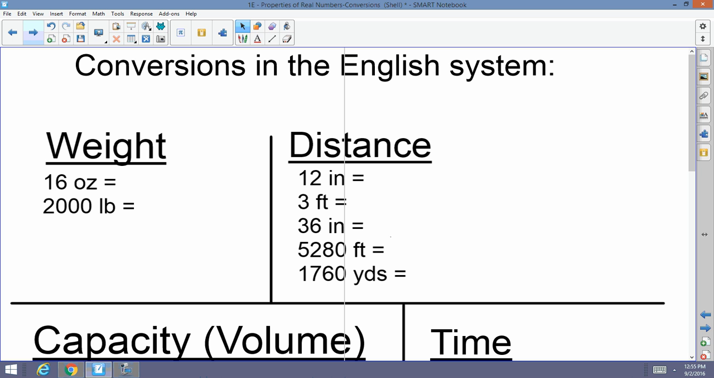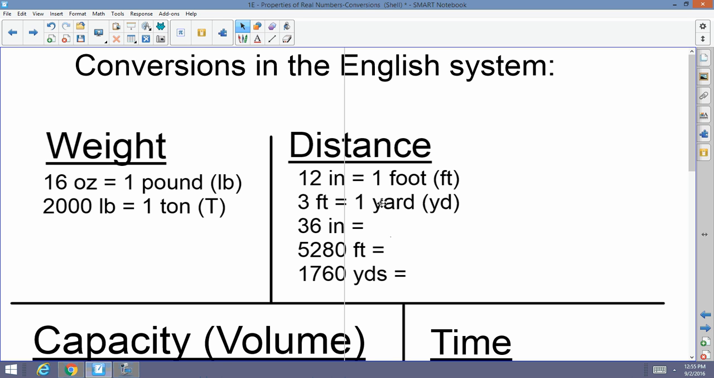And the first one we're going to look at is weight. And please remember that 16 ounces equals 1 pound. 2,000 pounds equals 1 ton. As far as distance goes, 12 inches equals 1 foot. 3 feet equals 1 yard. 36 inches also equals 1 yard.